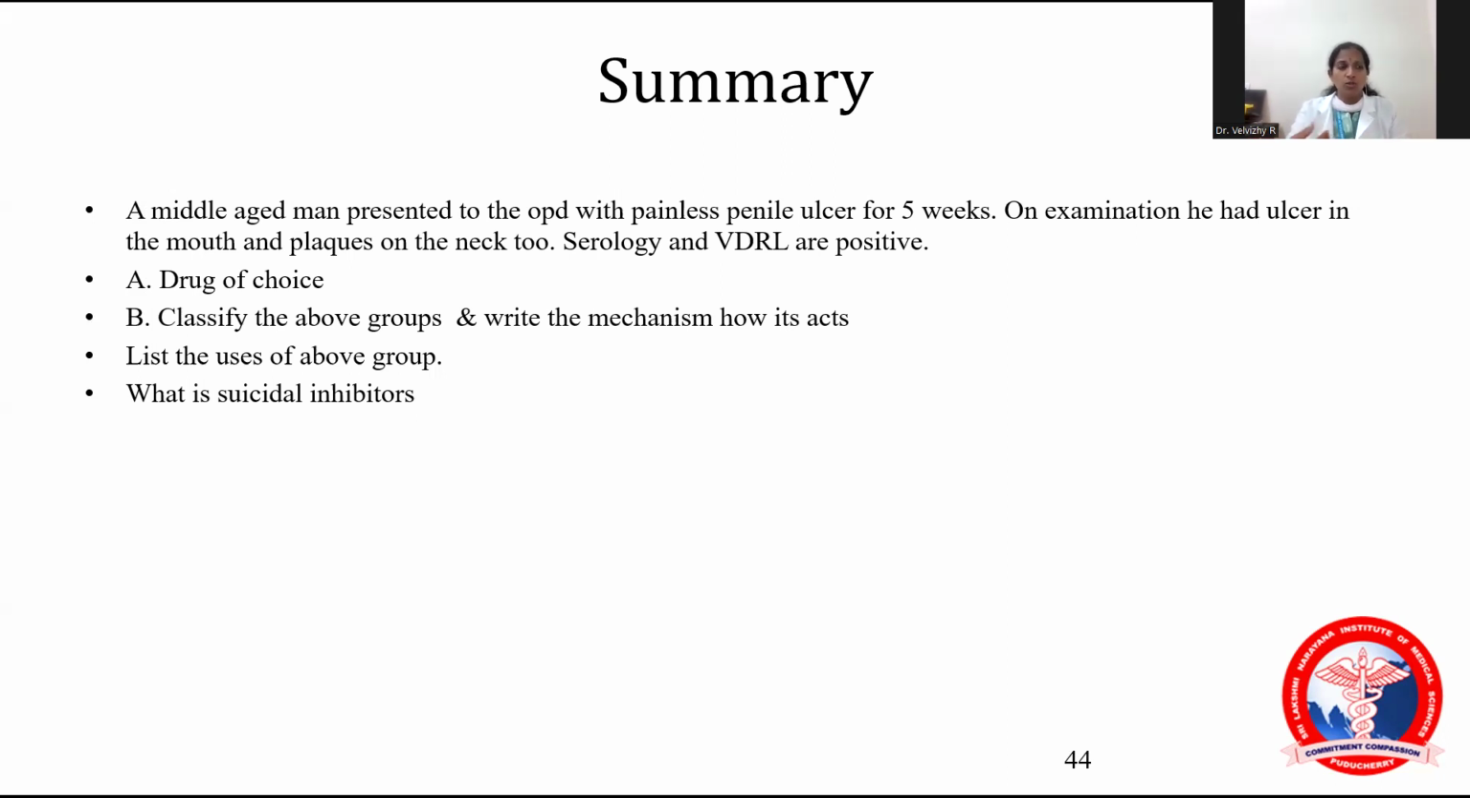Then what is a suicidal inhibitor? As I told you, it is a beta-lactamase inhibitor, like clavulanic acid, sulbactam, tazobactam. This group of drugs is called suicidal inhibitors. These drugs are mainly used to improve the efficacy of penicillin and don't have any antibacterial action themselves. Once it destroys the beta-lactamase enzyme produced by certain bacteria, it becomes ineffective and is destroyed itself. It dies, so that is why it is called a suicidal inhibitor.